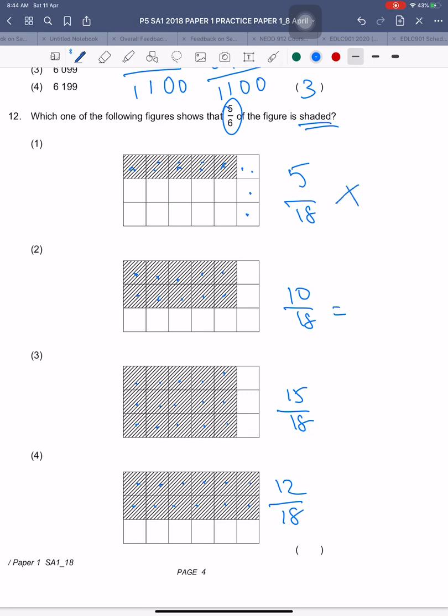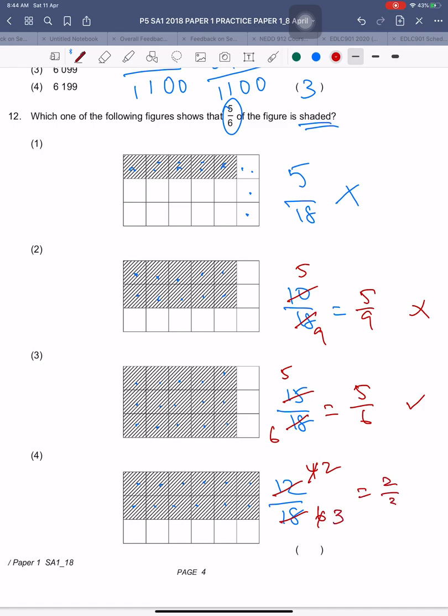Okay, let's reduce it to simplest form. Divide by 2, divide by 2, 5 over 9. So no. This one, divide by 3, divide by 3. Okay, so this one yes, divide by 3, divide by 3. This one you can reduce, divide by 2, divide by 2, 2/3. So this one is not. So that's why the answer is number 3.